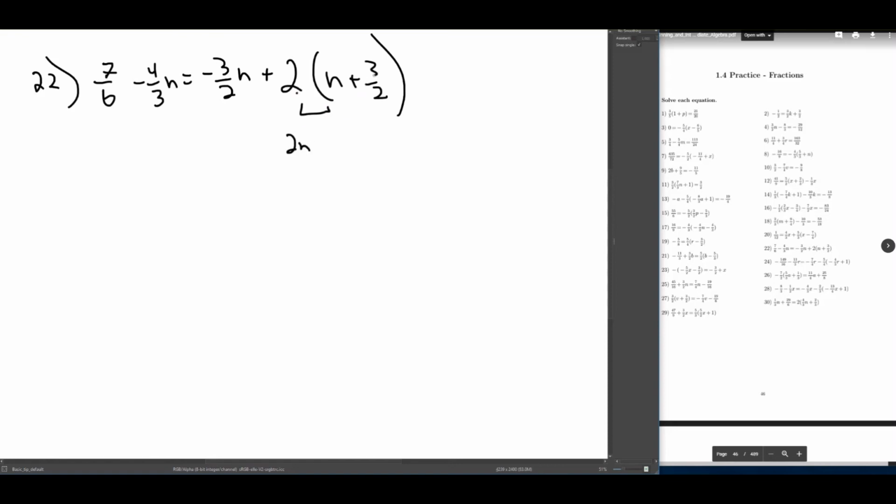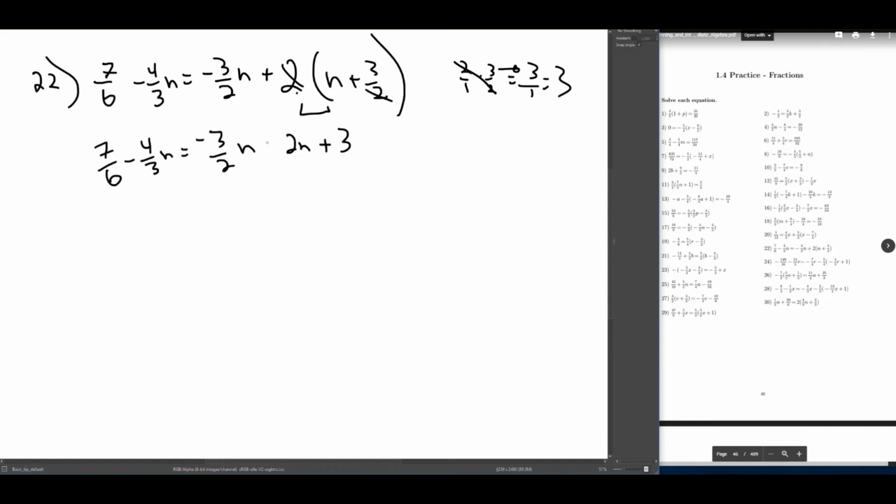First, we get rid of those brackets. 2 times n equals 2n. 2 times 3 over 2. If you cancel those 2's, you're left with only 3, right? Because 2 over 1 times 3 over 2 equals 3 over 1. Get it? All right, let's just rewrite this. 7 over 6. Take your time when you're rewriting.